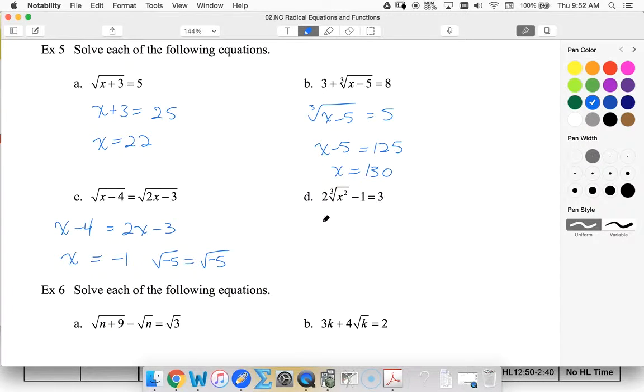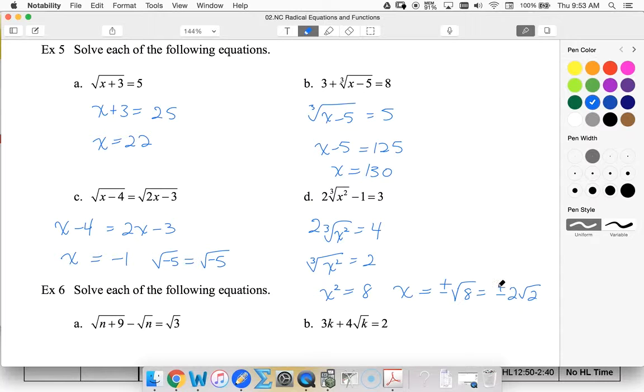All right, I'm going to add 1 to the other side. 2 cube root x squared is 4. Divide by 2. Cube root of x squared is 2. That must mean that x squared is 8. That must mean x is plus or minus root 8, or plus or minus 2 root 2.